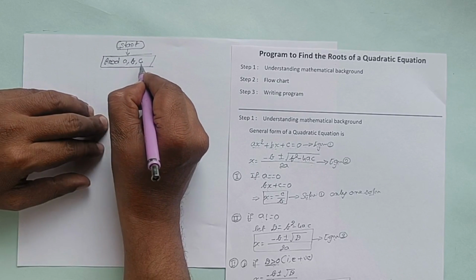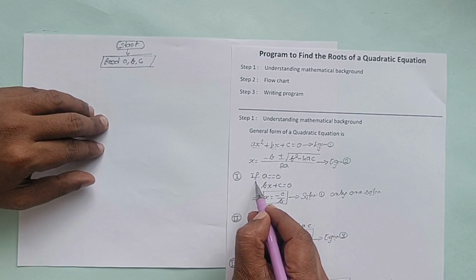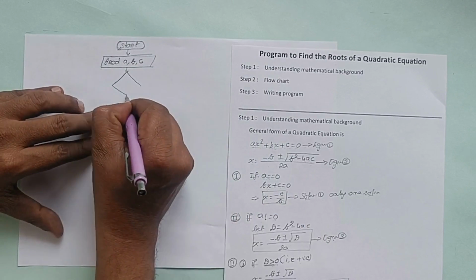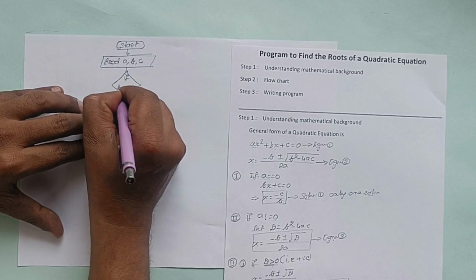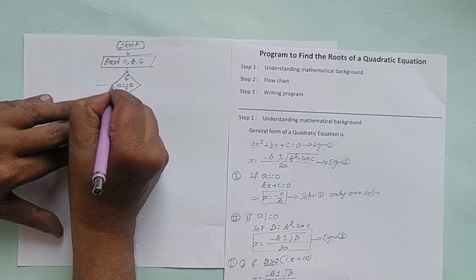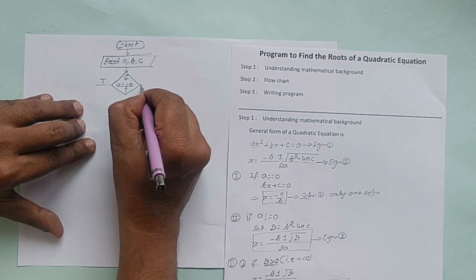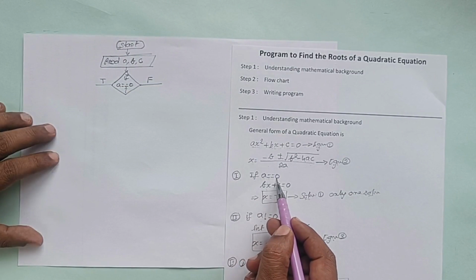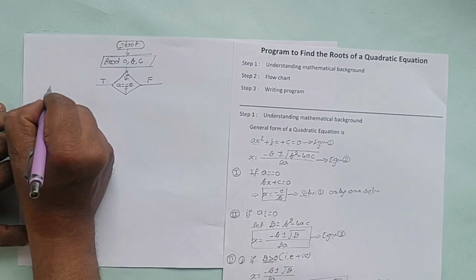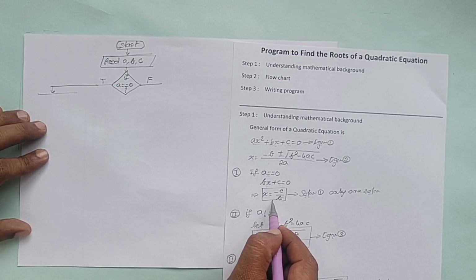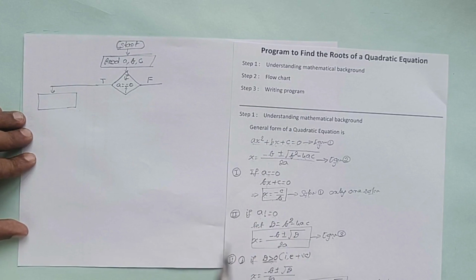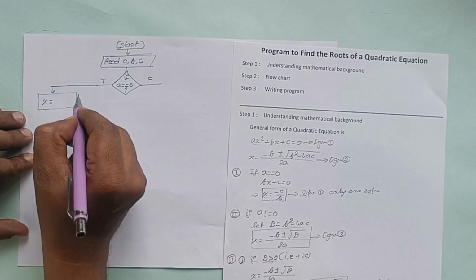After getting the values of a, b and c, the first thing is we have to check whether the value of a is equivalent to 0 or not. That is the first main. Within this rhombus, a is equivalent to 0, question mark. This condition may be true, it may be false. If a is equal to 0 and it is true, then we have to find the value of x using this expression. It is a calculation, so we go for a rectangle. Within that rectangle, let us find x is equal to minus c by b.